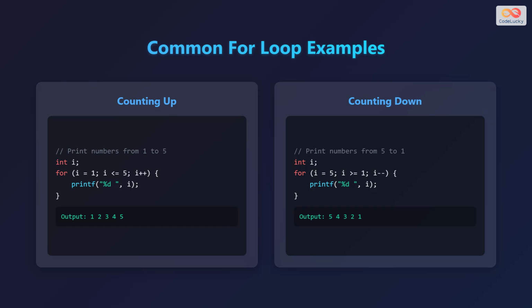Next, counting down. The code says, // Print numbers from 5 to 1. int i; for (i = 5; i >= 1; i--) { printf("%d ", i); } Output: 5 4 3 2 1.